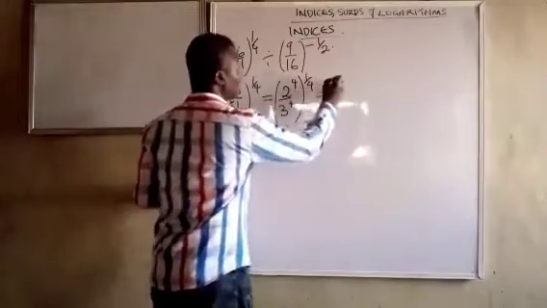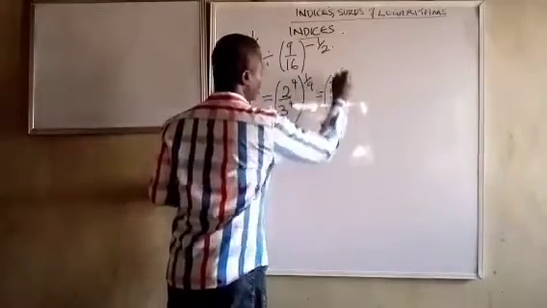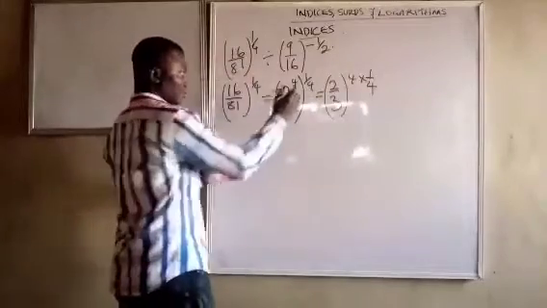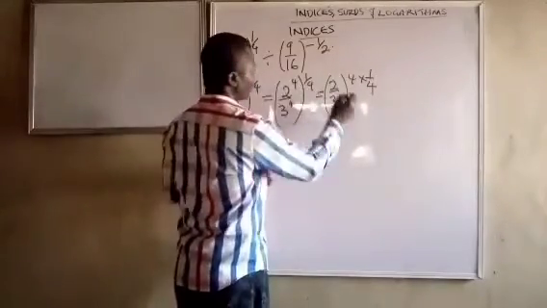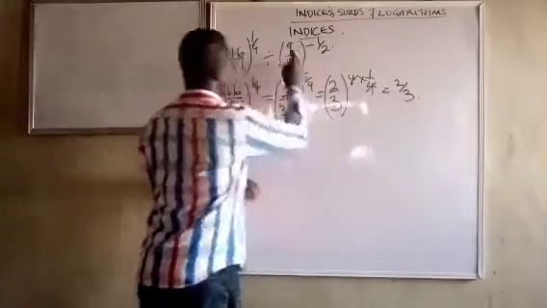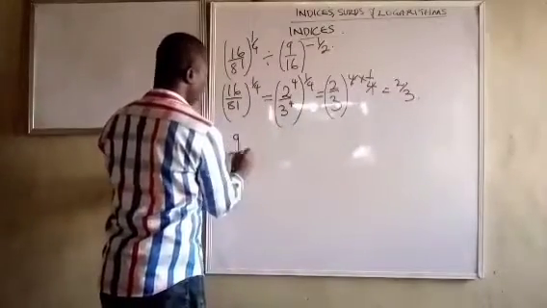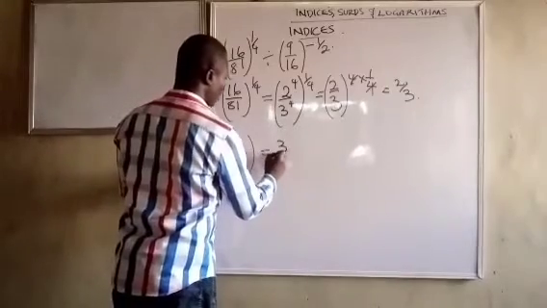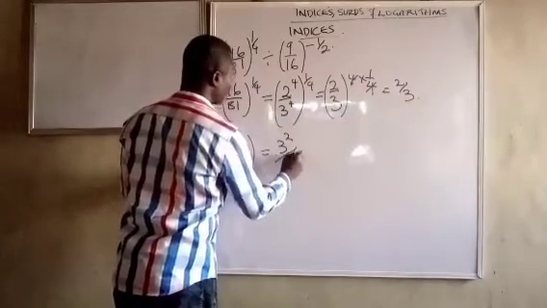And that will give us 2 over 3 raised to power 4. You can see, very easy to handle. We multiply this power by this power, by this power. So we have this 2 over 3. For this one we have 9 over 16, and this will give us 3 squared over 4 squared.